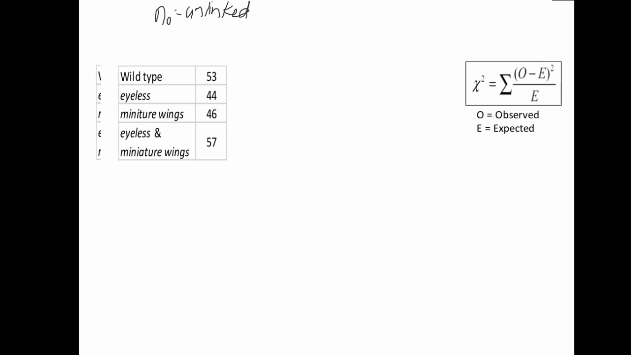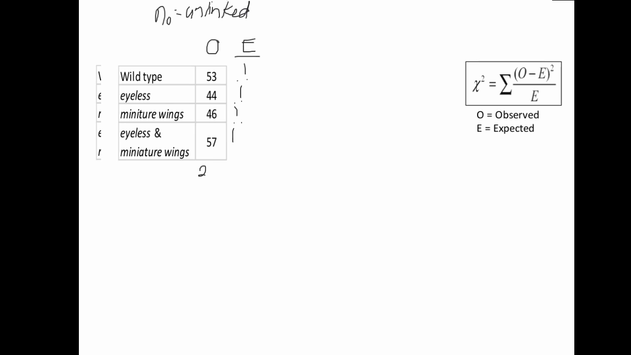Okay. And our alternative hypothesis then would be that they're linked. And these are our observed results right here for the 4 different progeny phenotype classes. If our genes are indeed unlinked, based on what we know about the law of independent assortment of unlinked genes, we would expect a 1 to 1 to 1 to 1 ratio of progeny phenotype classes.